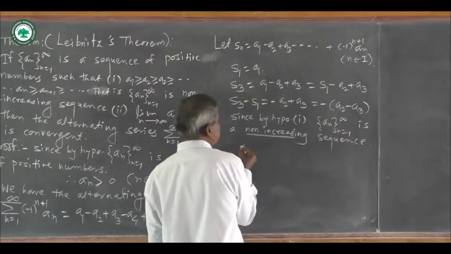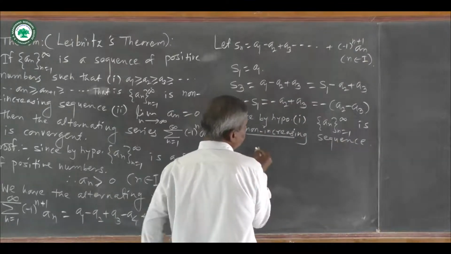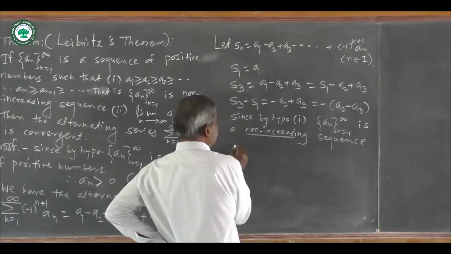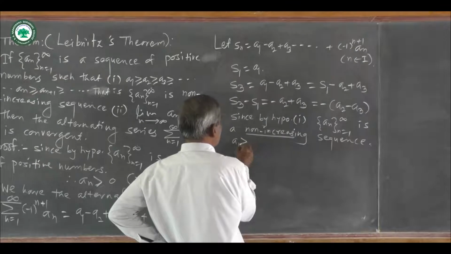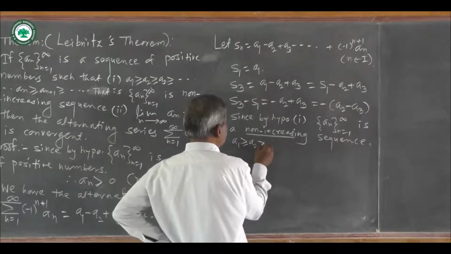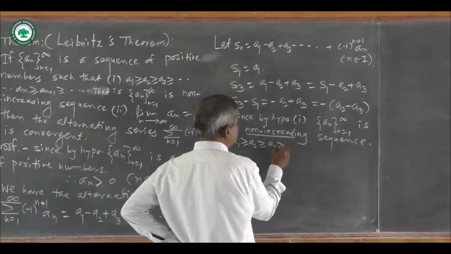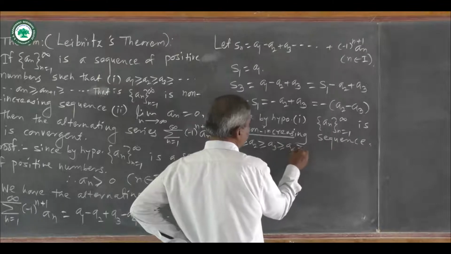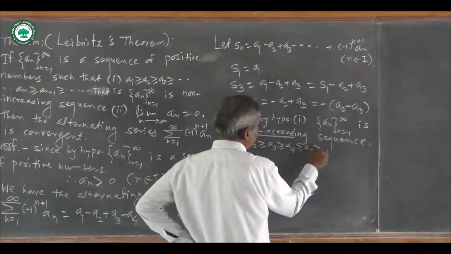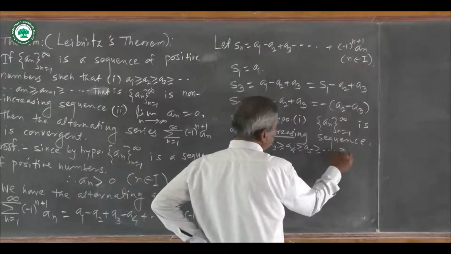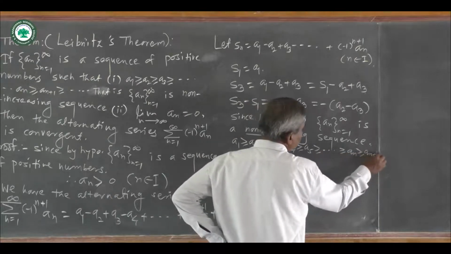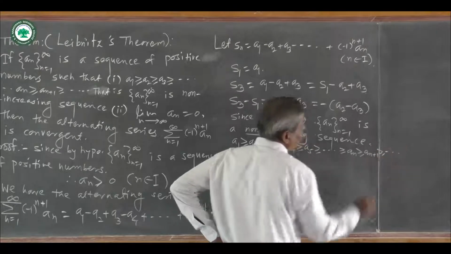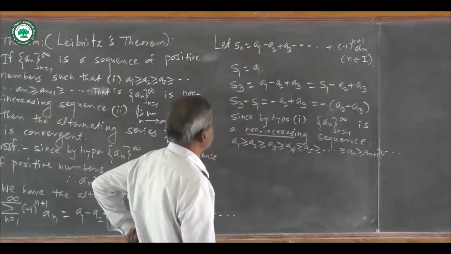Non-increasing sequence. That is, A1 is greater than or equal to A2, A2 is greater than or equal to A3, A3 is greater than or equal to A4, A4 is greater than or equal to A5, and so on. An is greater than or equal to An plus 1, and so on.